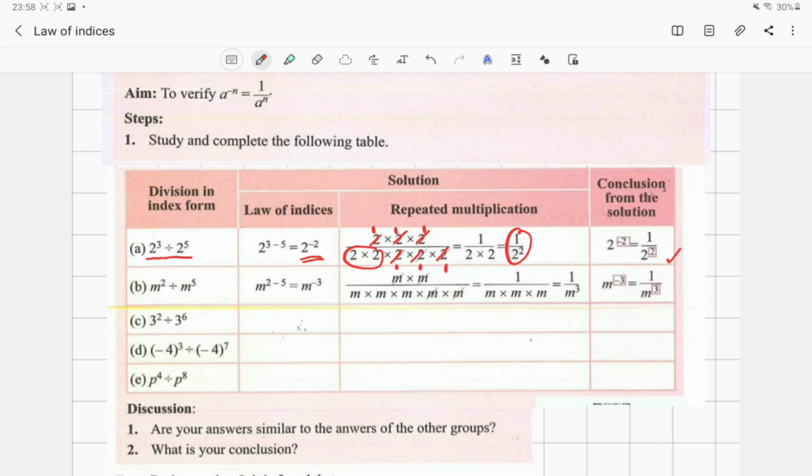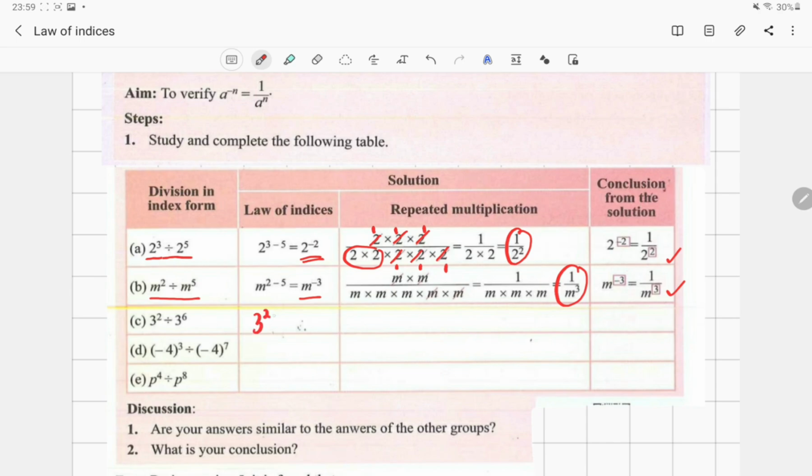Now look at example B. m power of 2 divided by m power of 5. And if we use the law of indices, we will get m power of negative 3. And if we use the repeated multiplication, we'll get 1 over m power of 3. So this one is the conclusion. Now we try for C.